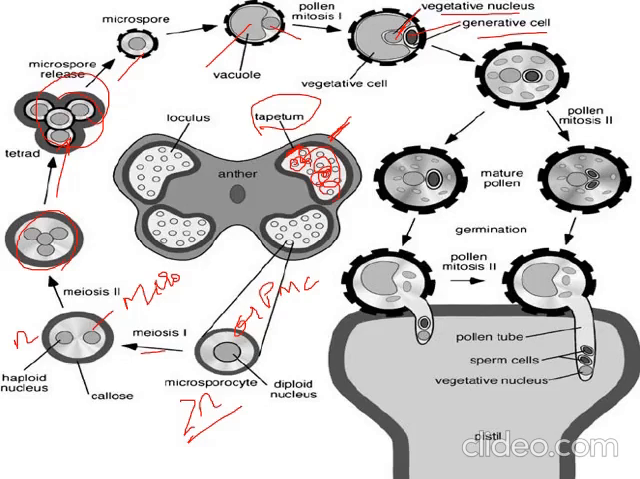Pollen, which is a two-cell structure, will now undergo pollen mitosis 2, in which the vegetative nucleus will no more divide, but the generative cell nucleus will divide again, undergoing mitosis 2 to form the two male gamete nuclei. After forming the two male gamete nuclei, this will be called a mature pollen grain.